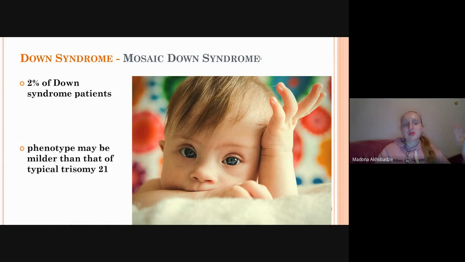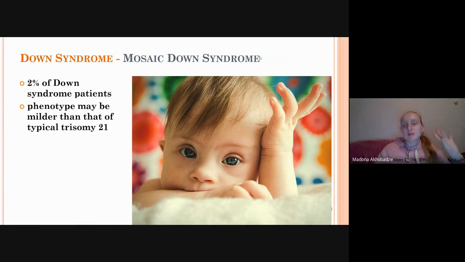1% of Down syndrome is mosaic. It means the phenotype may be milder than the others with the trisomies, and there is wide variability in the phenotypes. That is because of the different reasons that Down syndrome is caused by.